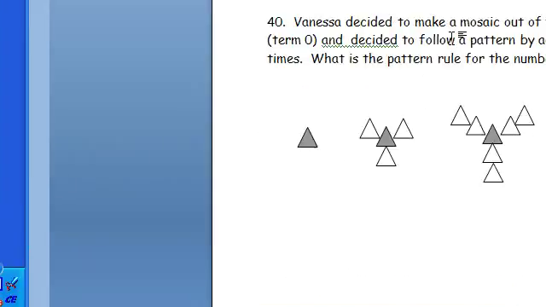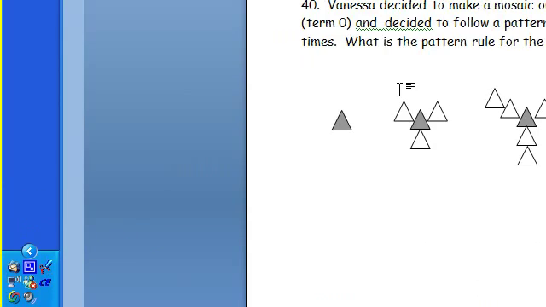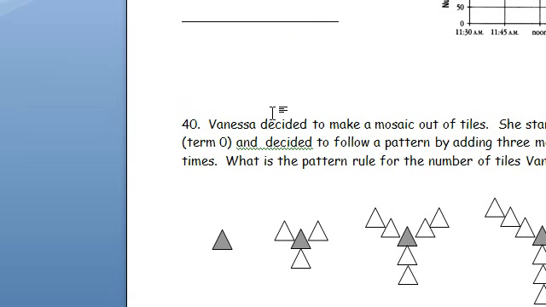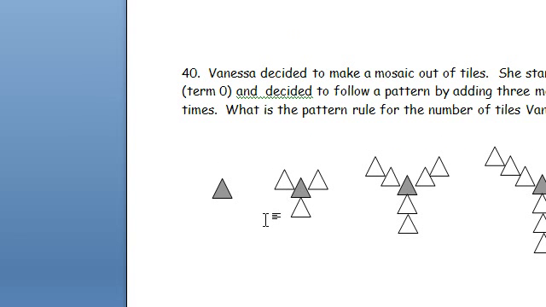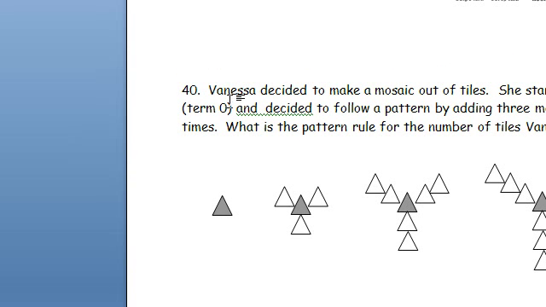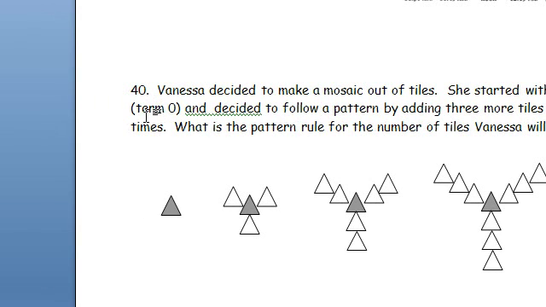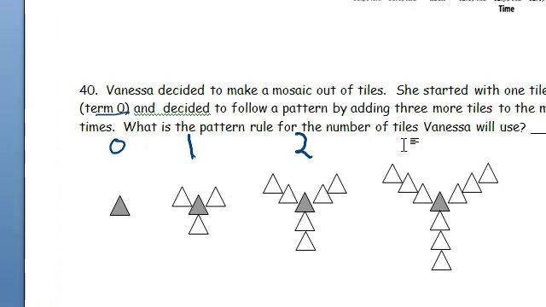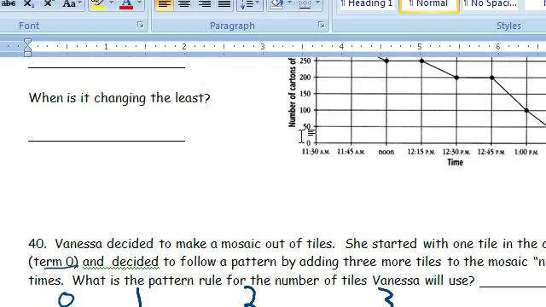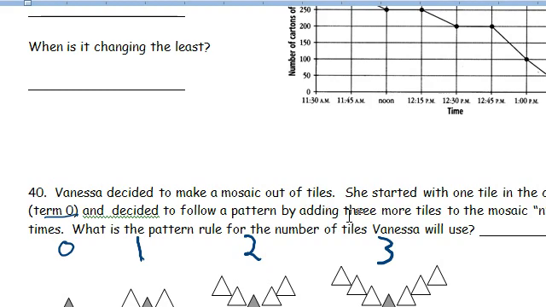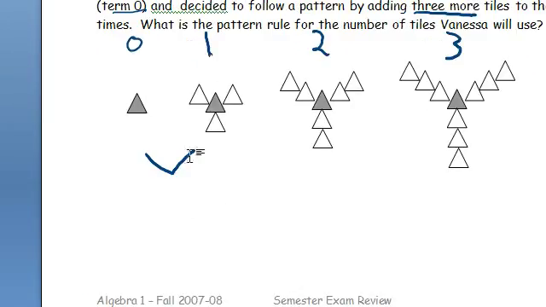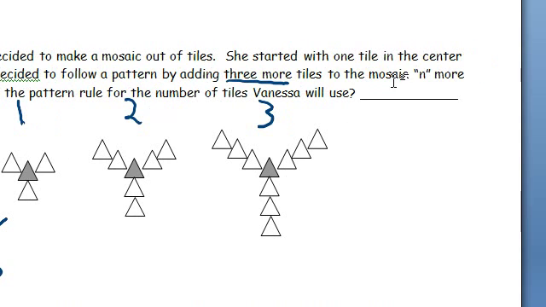Okay, ooh, some fun tiles. Oh, I love tiles. This is going to be so much fun. All right, Vanessa, oh wow, so Vanessa's gone from moving boxes to building tiles with triangular shapes. So Vanessa decided to make a mosaic out of tiles. She started with one tile in the center, term 0. That's term 0. So then term 1, term 2, term 3. She decided to follow a pattern by adding 3 more tiles, so her change is 3, to the mosaic.